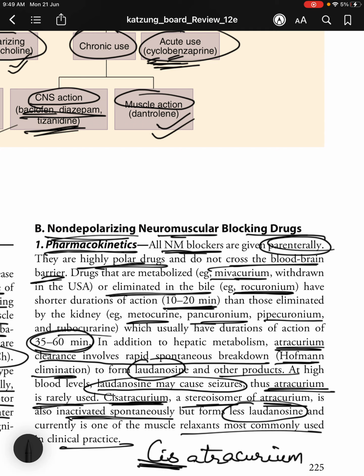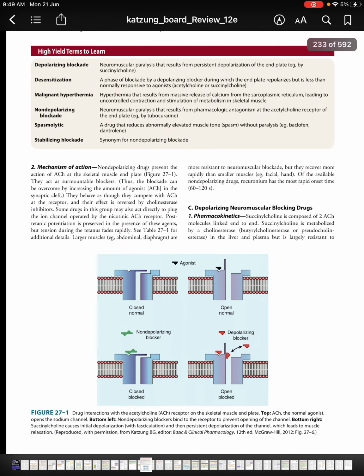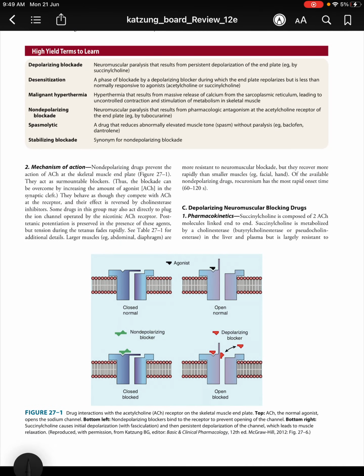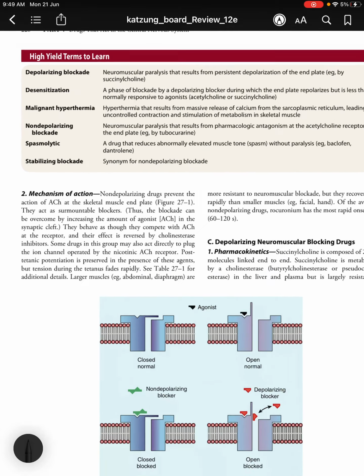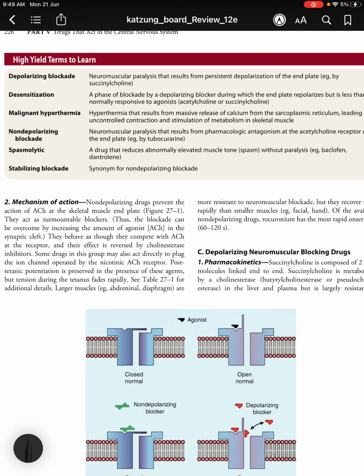So, you have cis and trans forms, right? Cis-atracurium is a stereoisomer of atracurium and it is used because it produces less laudanosine. So, less blood levels, the chance for developing seizures is less. So, let us look at some high yield terms before we move on to the mechanism of action.